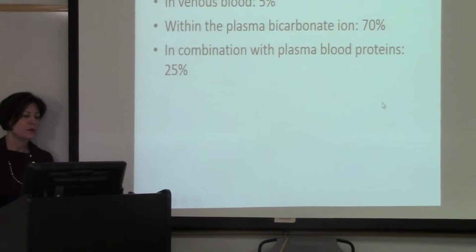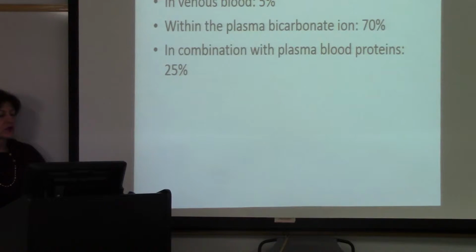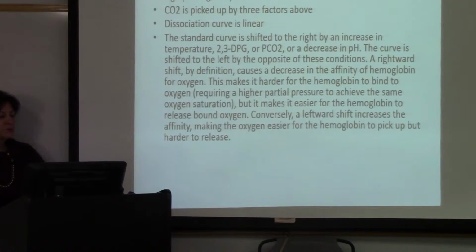CO2: you have 5% dissolved in your venous blood, and 70% when you combine it with plasma bicarbonate. In combination with both that and plasma proteins, you've got about 25%. This just tells you your concentrations of CO2.